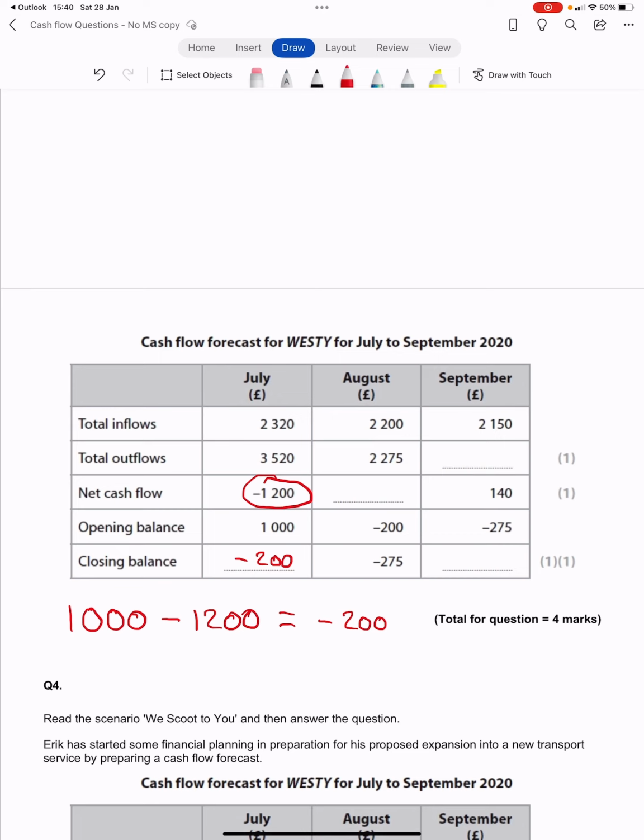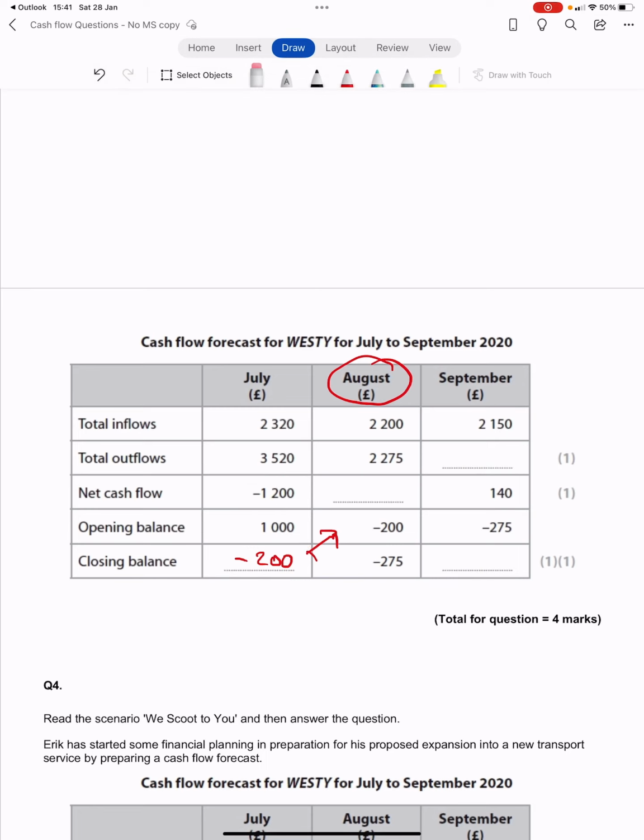Now you can check that because the money carries forward into August. At the end of July, you've got minus £200, and then at the start of August, of course, you've still got minus £200. So if you didn't want to calculate it that way, you can always look at the next month and take its opening balance and bring it back. That's one way you can get that figure without having to calculate it yourself. But it's good to know that the closing balance is equal to the opening balance, and then you add on or knock off the net cash flow depending on what you've made in that month.